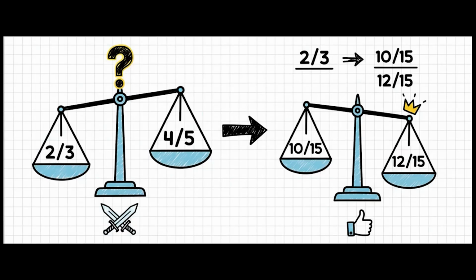Let's see this in action. Who's bigger, 2 by 3 or 4 by 5? Well, let's find a common denominator. 15 works, so 2 by 3 becomes 10 by 15 and 4 by 5 becomes 12 by 15. Now we just compare the tops. Is 10 bigger or is 12 bigger? 12 is bigger, of course, so that means 4 by 5 is the winner.